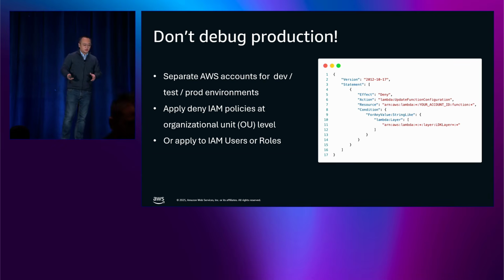And in the production environment, you can also lock down the function update actions. Only allow CI/CD roles to do that. There's a lot of things you can do.